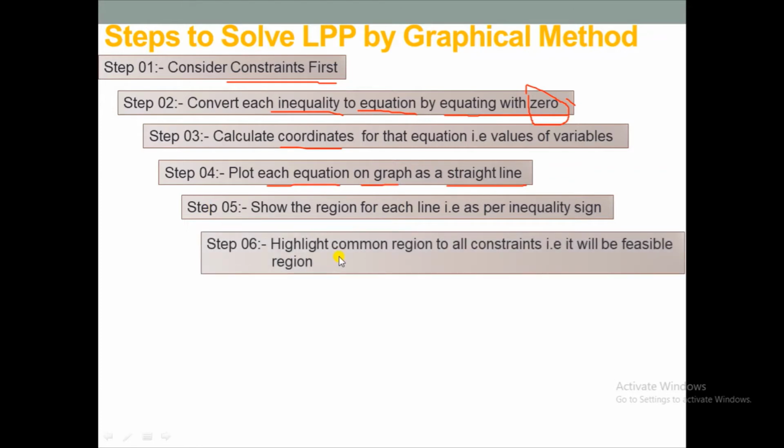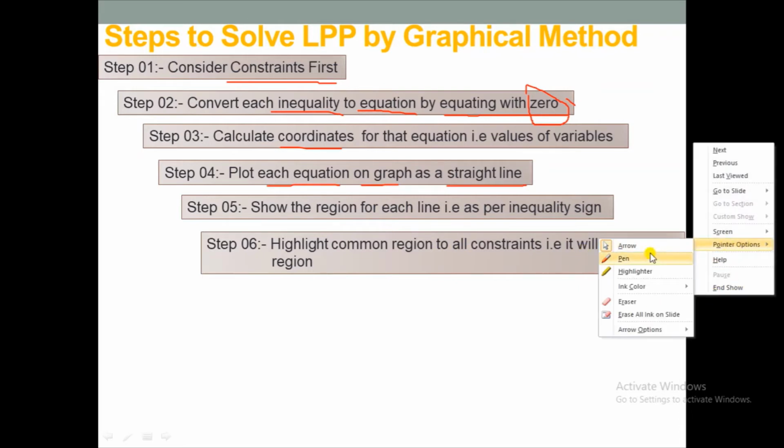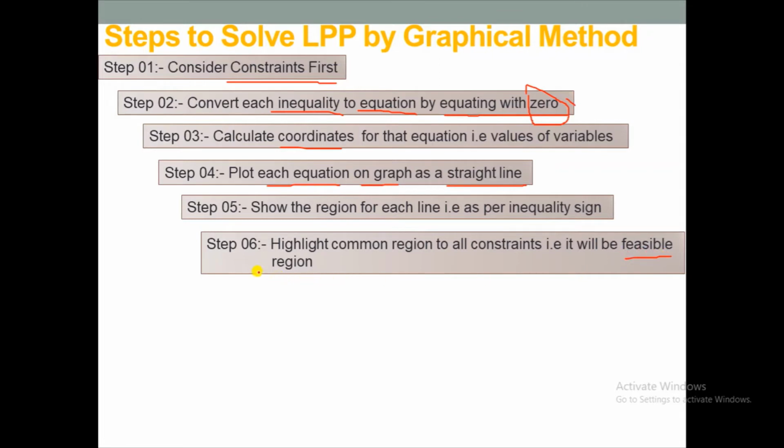Now step 6 is to highlight the common region to all constraints, that is the feasible region. And what is the feasible region? Feasible region is the common region to all the constraints. In step number 4 we plotted each equation as a straight line on a graph, and we got the region for each line as per the inequality sign. But by considering all the constraints we are going to get one common region which will satisfy all the constraints, and that common region is called the feasible region.